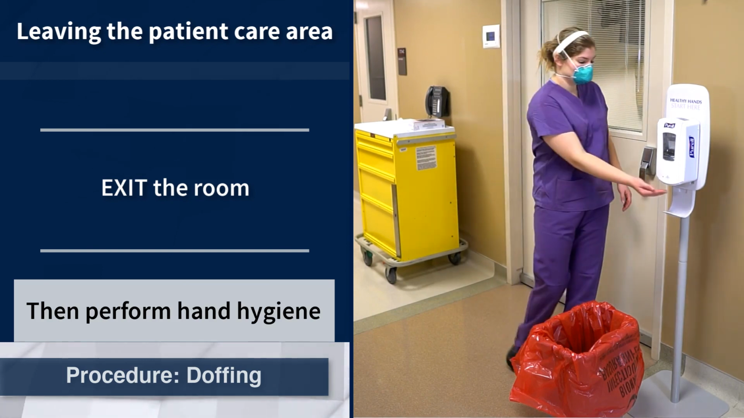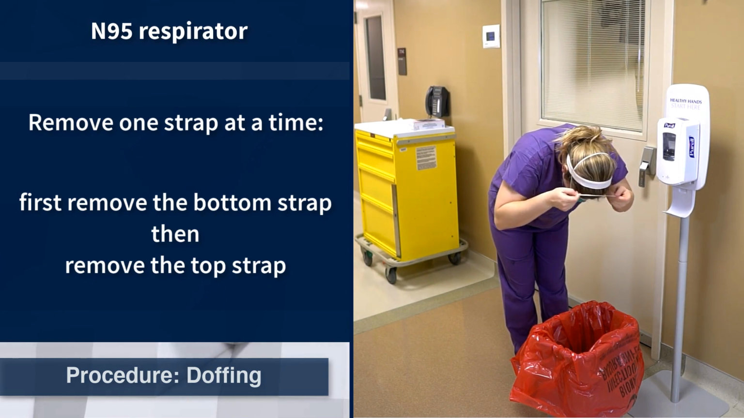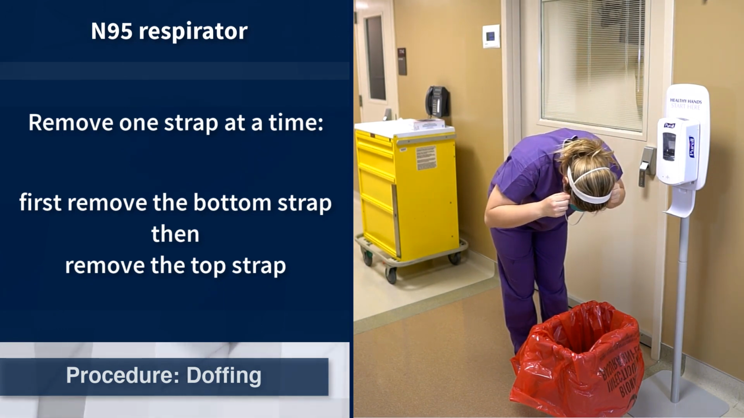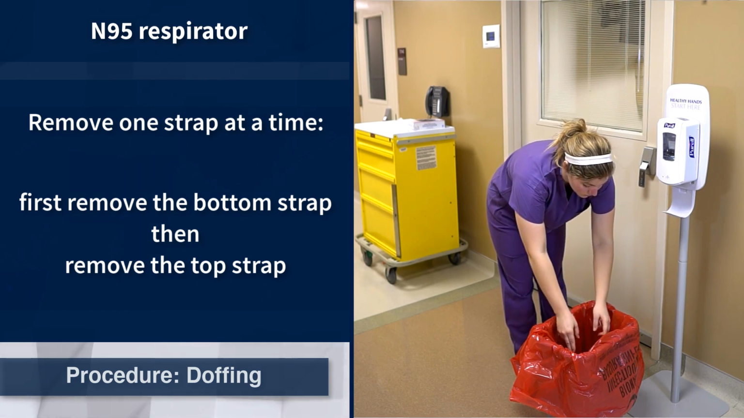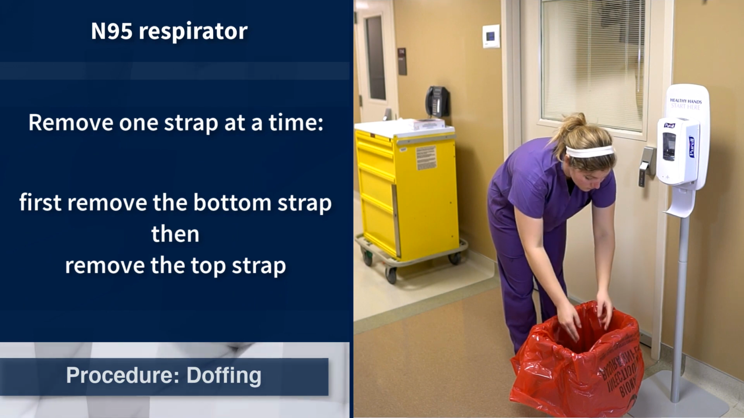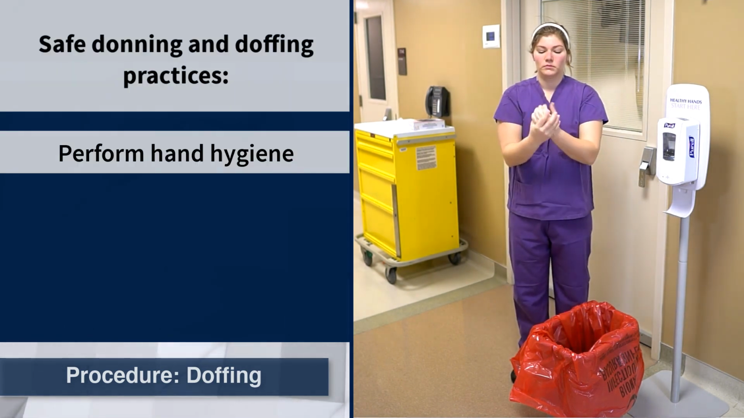Perform hand hygiene. To remove the N95 respirator, pull one strap at a time over the head, beginning with the bottom strap. As the top strap is removed, keep hold of the strap and use it to guide the N95 respirator into the trash. Perform hand hygiene.